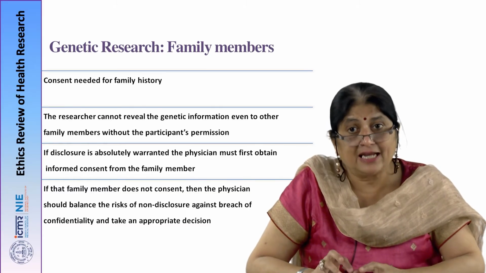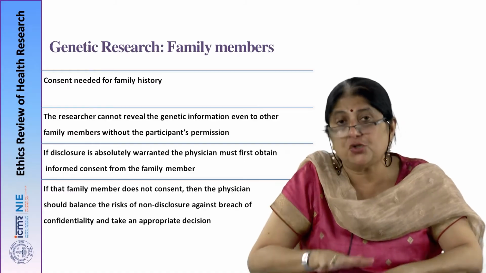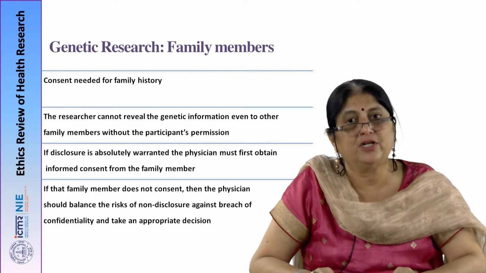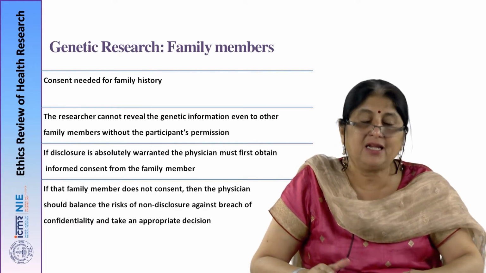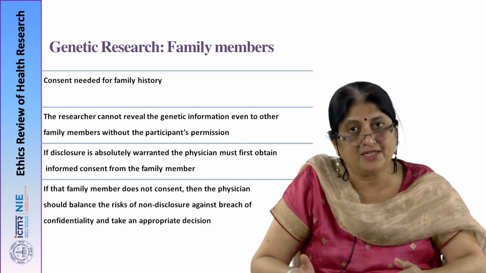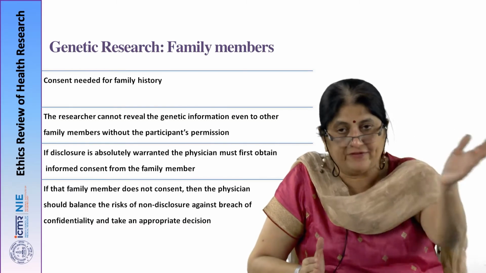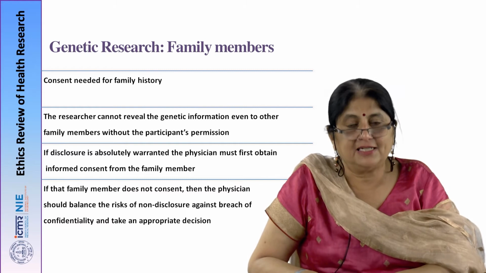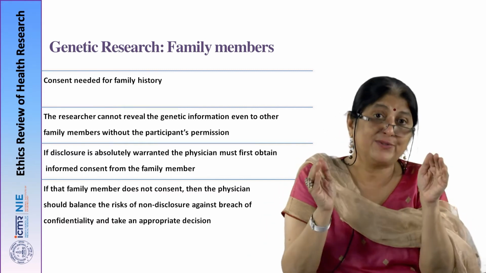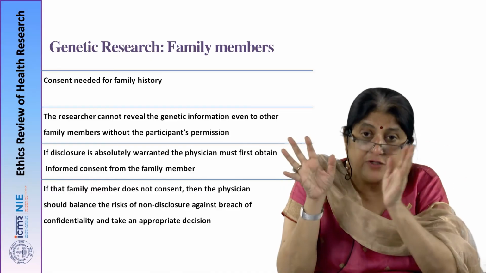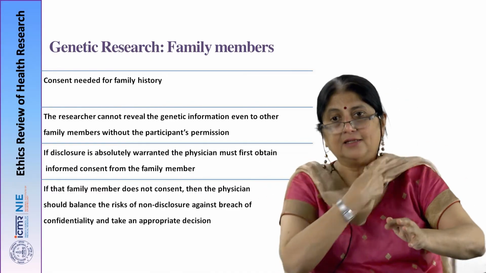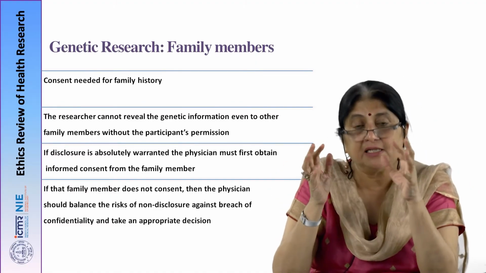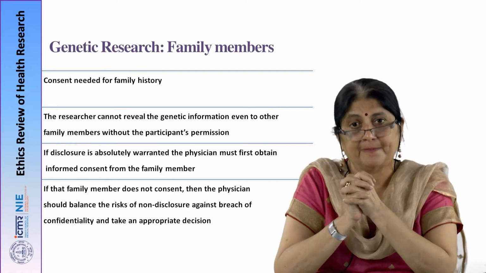The researcher cannot reveal any genetic information to anybody unless that person has consented. If the disclosure is absolutely warranted, then the physician may take informed consent from the family member and then inform whoever else they have to inform. If that family member does not consent, then the physician, this is also important, needs to balance the risks of non-disclosure against the breach of confidentiality and take an appropriate decision. Again, it can be taken in association with the ethics committee.